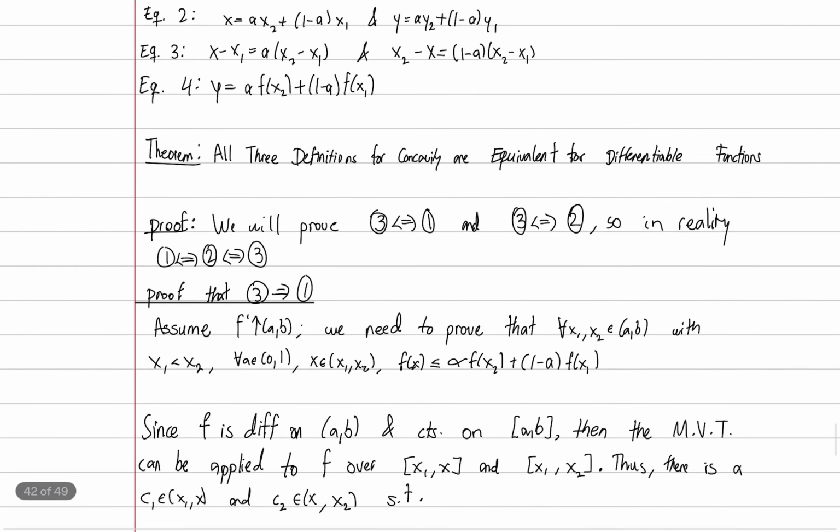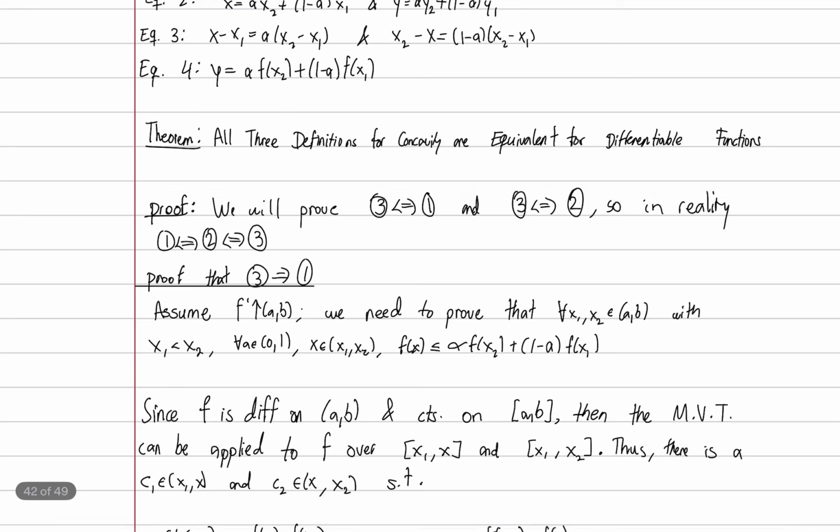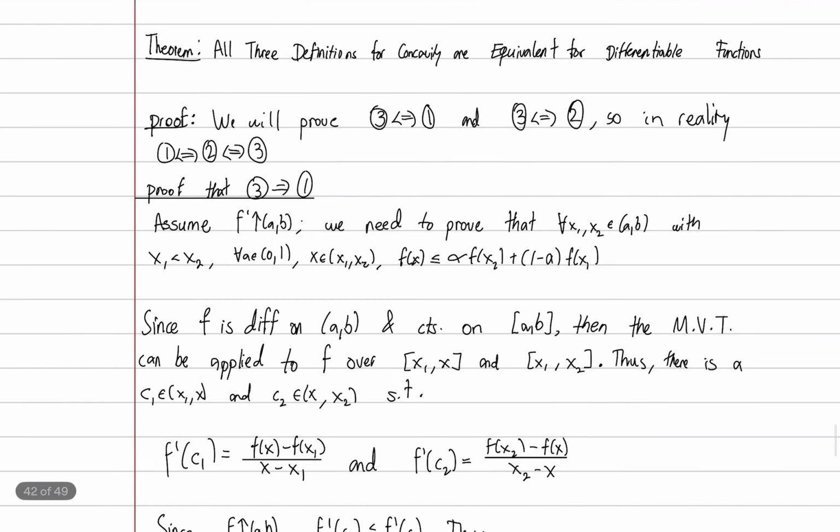And here we have a pretty large theorem. It's going to take a bit to prove. All three definitions for concavity are equivalent for differentiable functions. Remember, we said the secant line is the strongest because it doesn't rely on the differentiability of the function. But if the function is differentiable, then they're all equivalent. And here's how I'm going to prove it. I'm going to prove 3 is equivalent to 1 and 3 is equivalent to 2. So it must follow that in reality, 1 is equivalent to 2 is equivalent to 3.